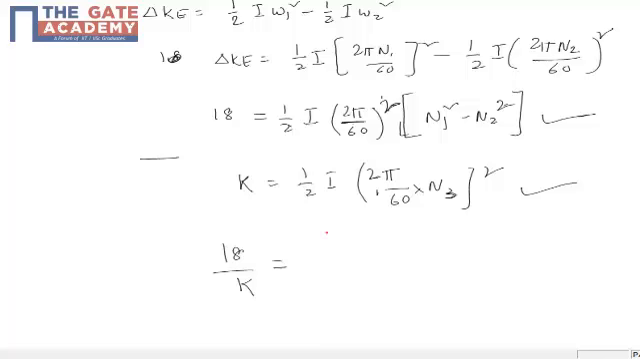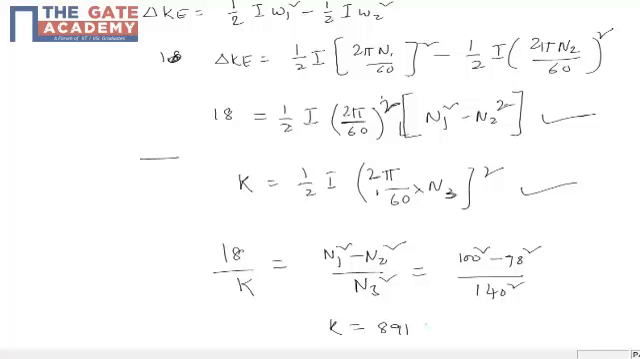The I is unknown, so it gets cancelled out, and 2 pi by 60 whole square also gets cancelled, so you get basically n1 square minus n2 square by n3 whole square, and all these speeds are given: 100 square minus 98 whole square by 140 whole square. The only thing left is finding out k, and from this simple math operation you get k to be 891 kilojoules.